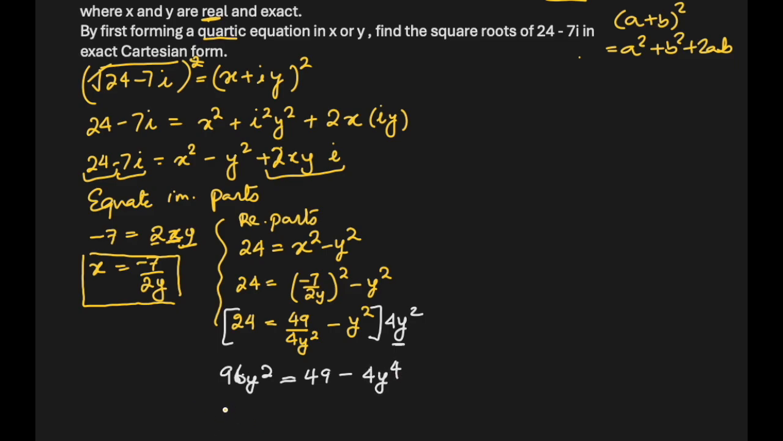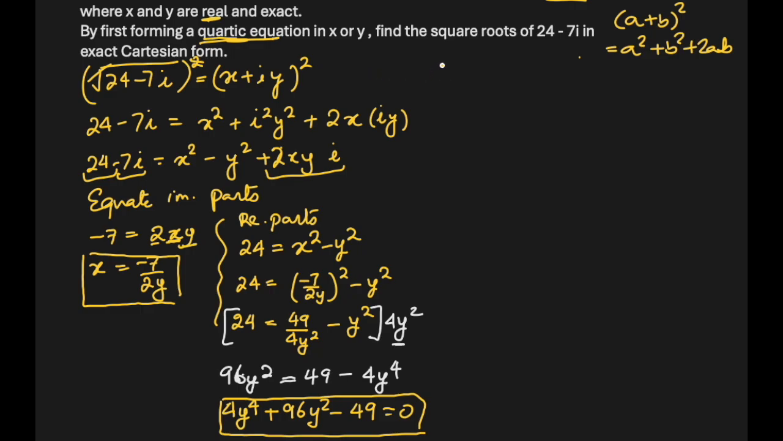And now we got what they wanted. Let's bring this to the left side. It becomes positive 4y to the power 4 plus 96y squared minus 49 equal to 0. This is the quartic equation they wanted. The quartic equation, this is the one.